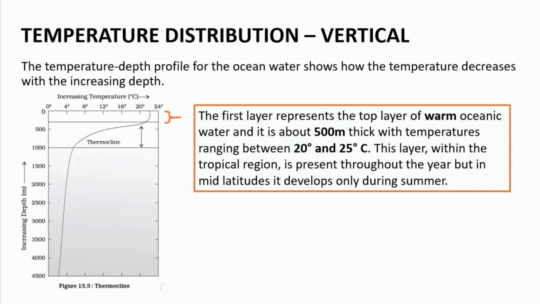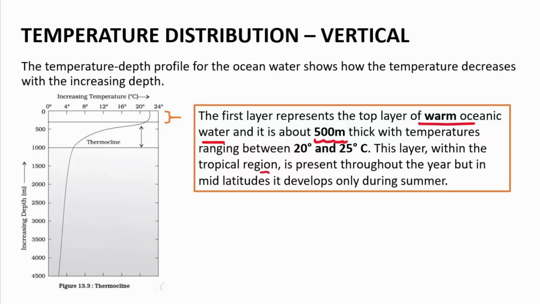The first layer represents the top layer of warm oceanic water. So whatever temperature distribution that takes place in horizontal direction that we have seen up till now, that takes place in this first layer. It could be as deep as just 500 meter, with a thickness of around 500 meter. And the temperature in this region ranges from 20 to 25 degrees Celsius only.